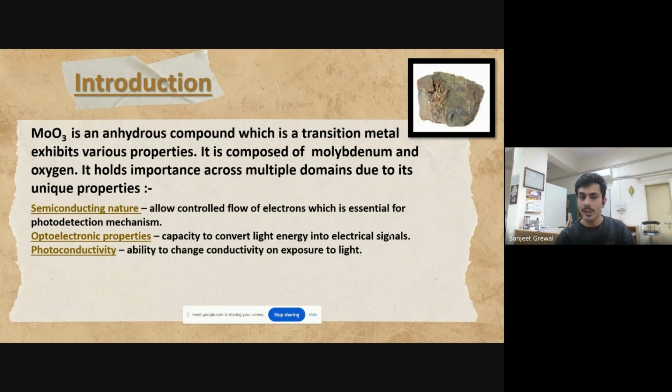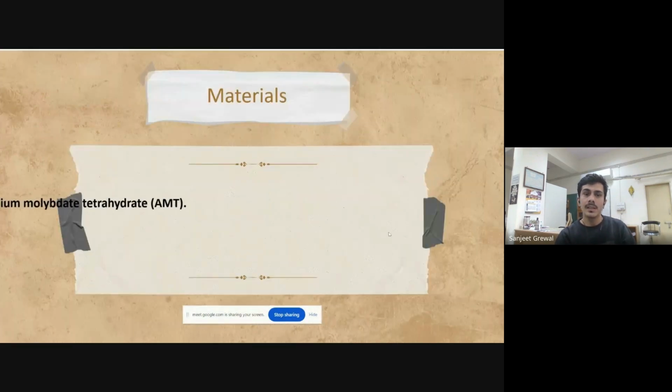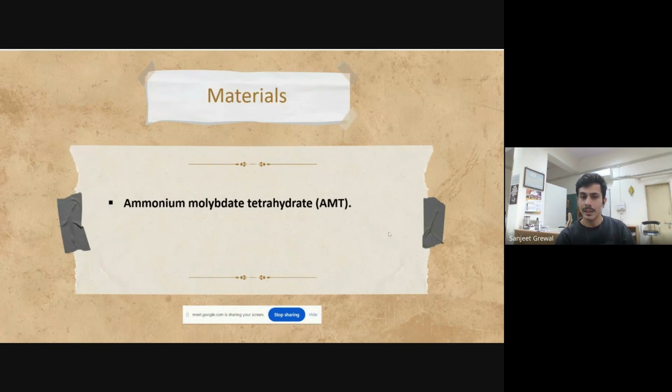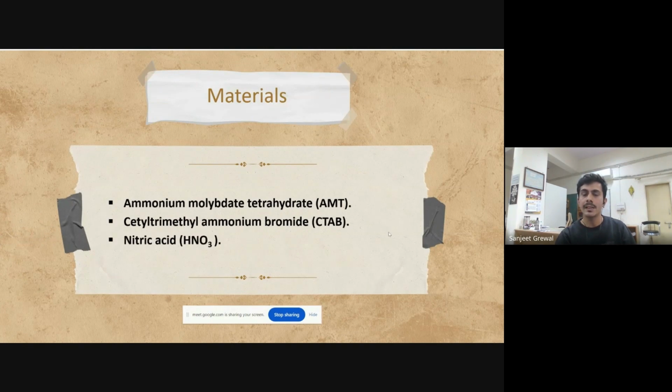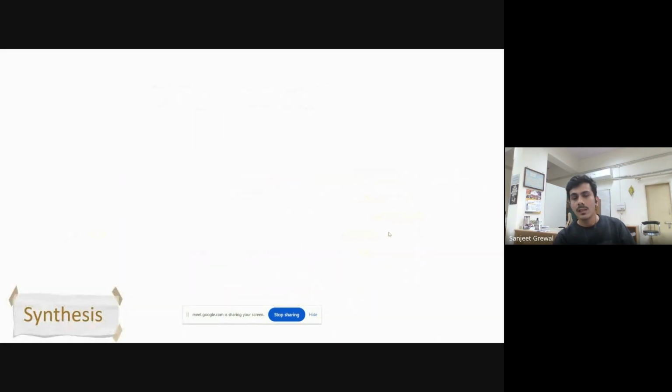It also shows photoconductivity, that is, the ability to change conductivity on exposure to light, with a wide band gap and tunable properties. The materials we have used in the process are ammonium molybdate tetrahydrate, cetyl trimethyl ammonium bromide, and nitric acid. So let us have the synthesis part.